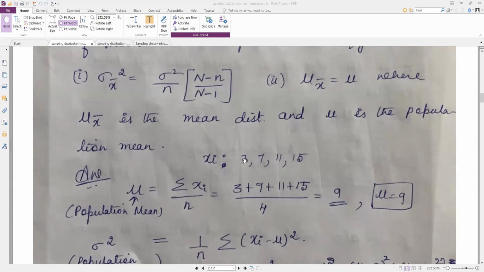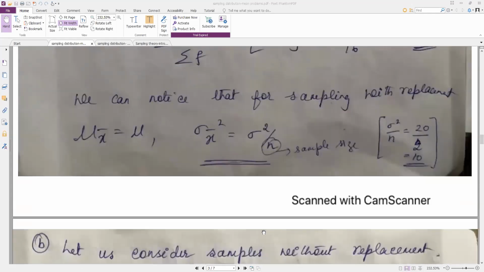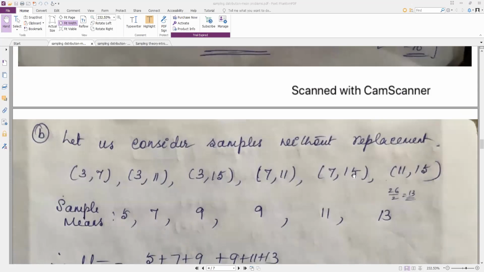So first take 3, then 3 comma 7, 3 comma 11, 3 comma 15, right? Then omit 3 because we are not replacing 3. Then 7 comma 11, 7 comma 15, correct? Then omit 7, then 11 comma 15. So this is without replacement.